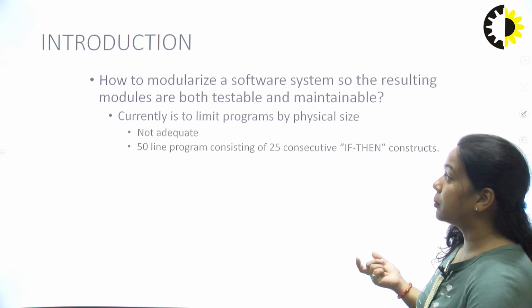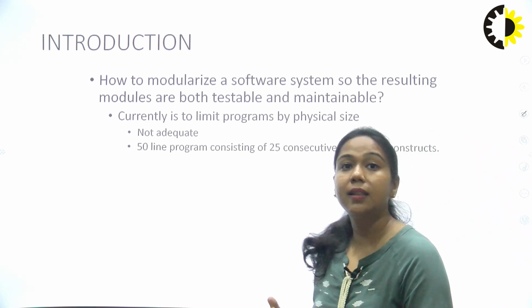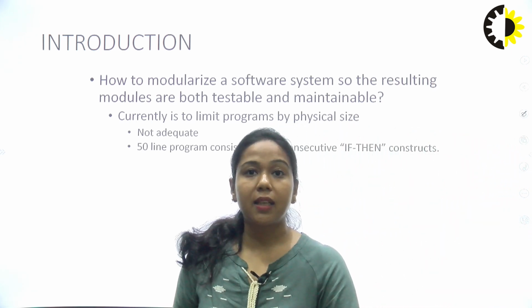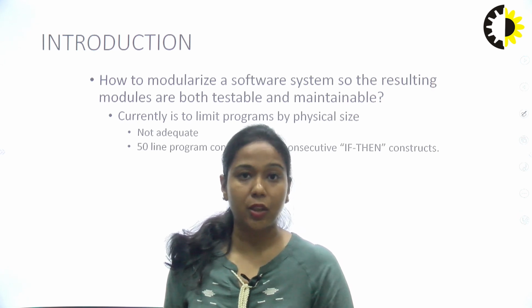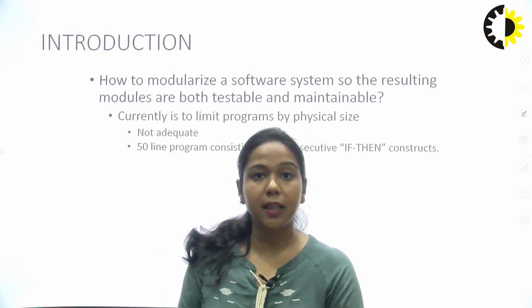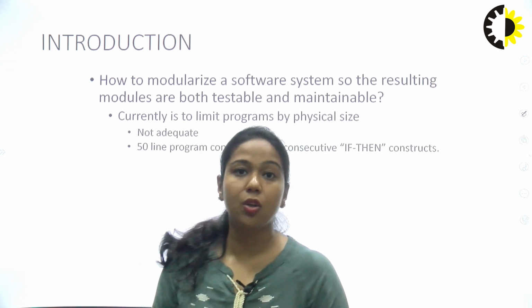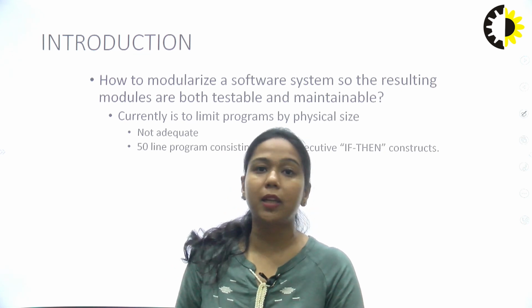A 50-line program can consist of 25 consecutive if-then constructs. So here we are trying to reduce the lines of code by merging them into a single line, and we are calculating the complexity measure on the basis of the lines of code.